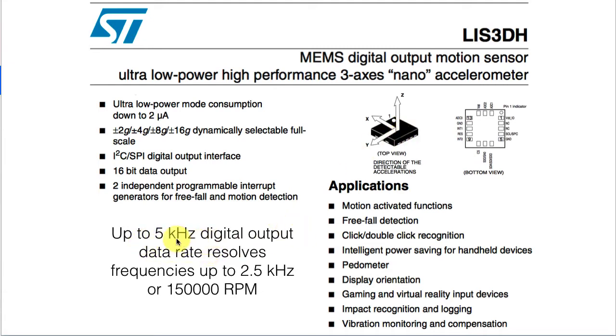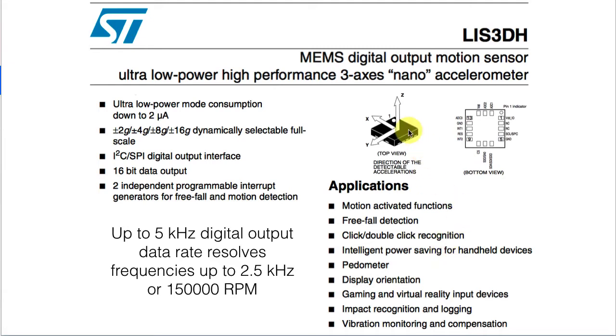It'll give us digital output at up to 5 kilohertz output rate. And so we can resolve frequencies up to 2.5 kilohertz in our accelerations. That would correspond to, for example, the frequency associated with 150,000 revolutions per minute. So we're talking about some fairly high vibration frequencies.